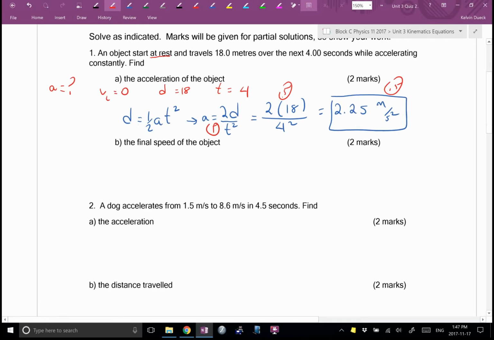The final speed, okay, they want me to find VF. Joel, I don't think the situation has changed. They haven't changed the time or anything, so I'm not going to relist everything. I've got it up there. How can I find VF? I could use... and get the VF by itself. You know what? I'm going to use VF equals VI plus AT.